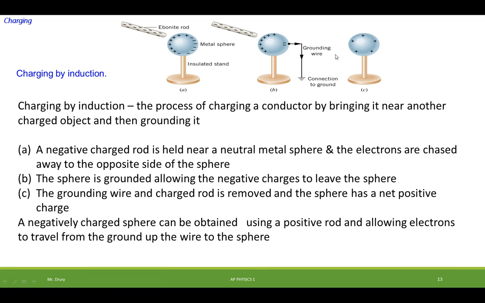You could also get a negatively charged sphere by using a positive rod and allowing electrons to travel from the ground up the wire to where the sphere is. There are other ways to do it as well, as we'll discuss in class.